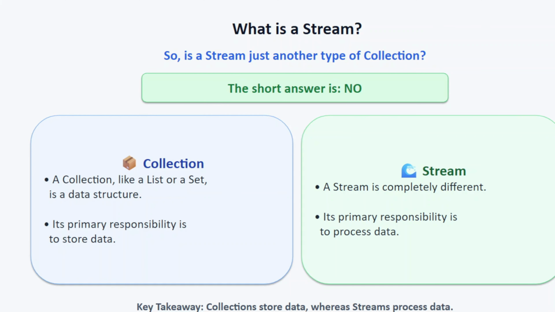But what exactly is a stream? So, is a stream just another type of collection? The short answer is, no. A collection, like a list or a set, is a data structure. Its main job is to store data. A stream, on the other hand, is completely different. Its main job is to process data.